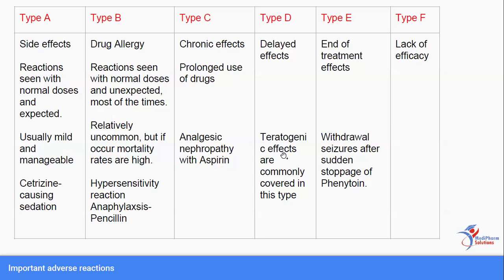Next is type D, that is delayed effects. The best example for type D adverse drug reaction is teratogenic effects that are commonly caused by drugs given during pregnancy. The whole concept of pharmacovigilance came from thalidomide, which causes phocomelia. So because of that only, pharmacovigilance has evolved. But you should not say this as the answer when you are asked in interviews.